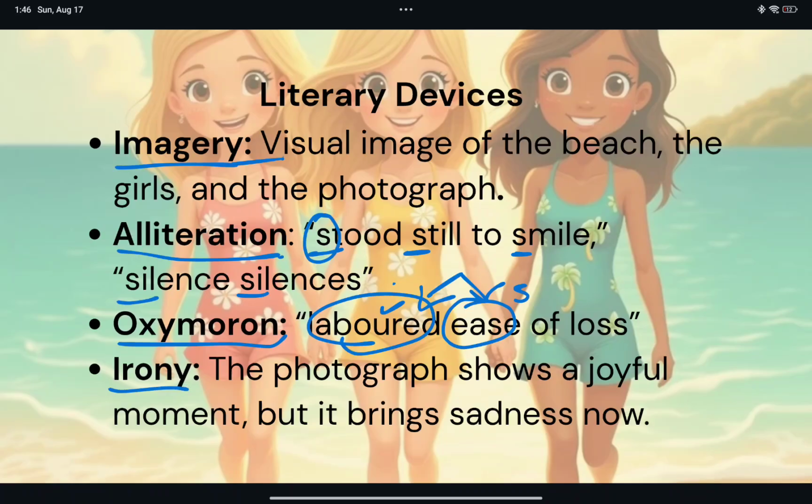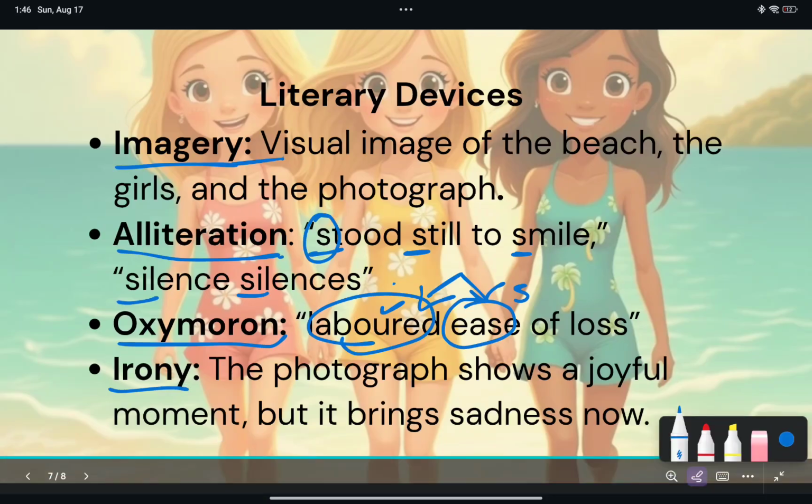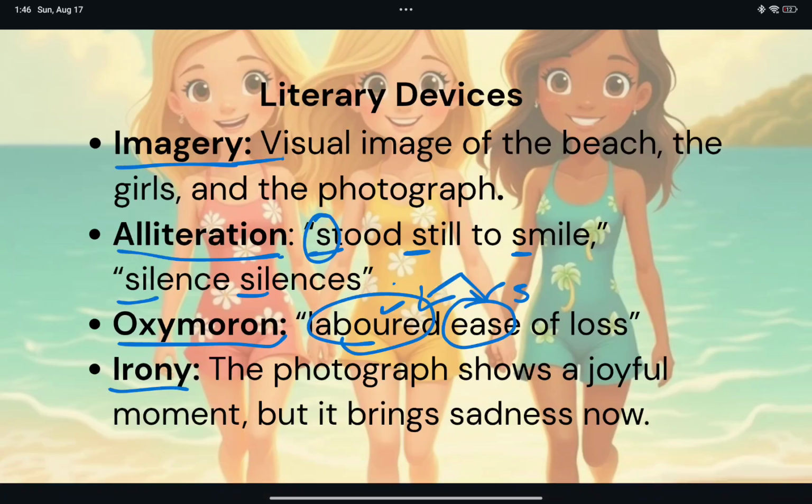Talking about irony, the photograph shows a joyful moment but it brings sadness. So it is an example of irony.